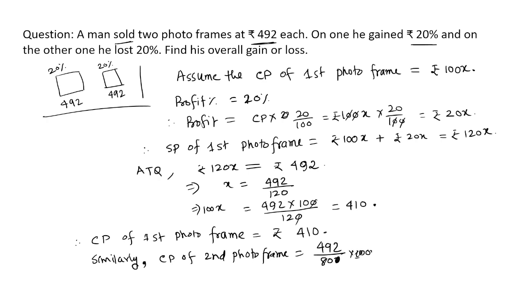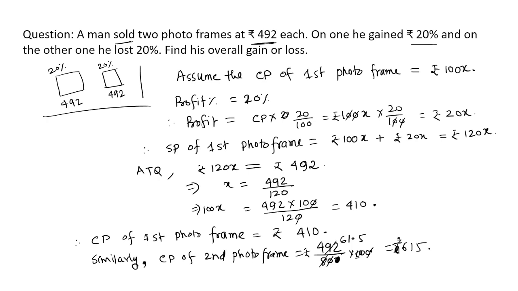Okay, so now if you calculate it, divide by 8: 6 8s are 48 and 1 2 is 12, right? So that is 1 point, then 5. So that is 615. So rupees 615 is the cost price of the second photo frame.